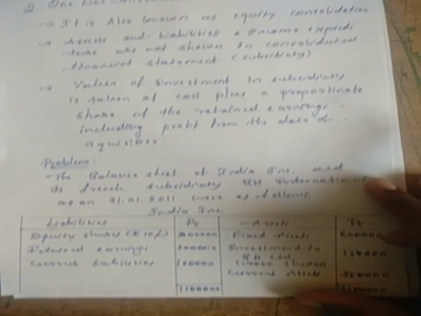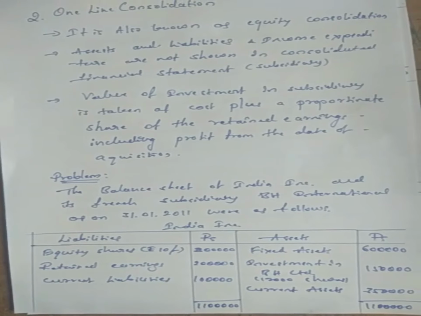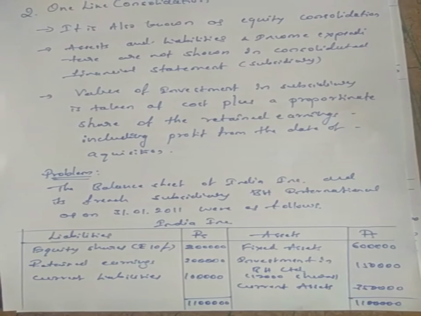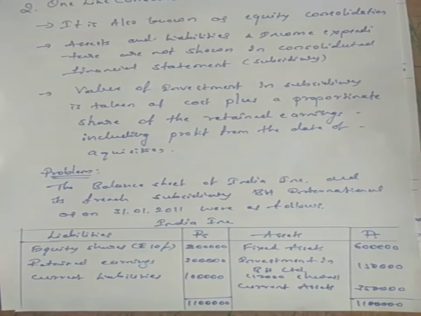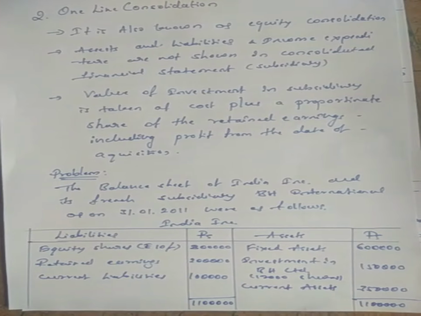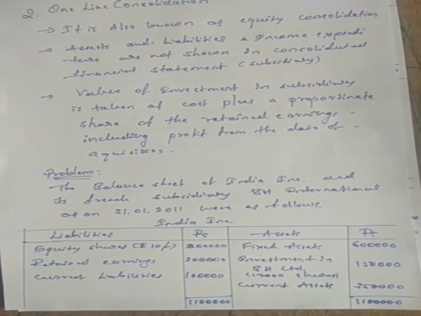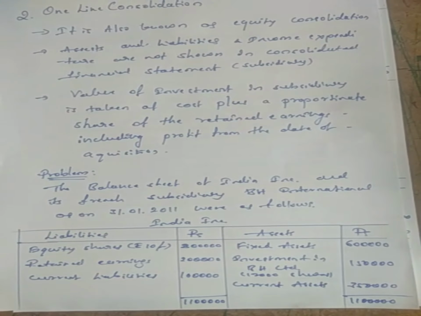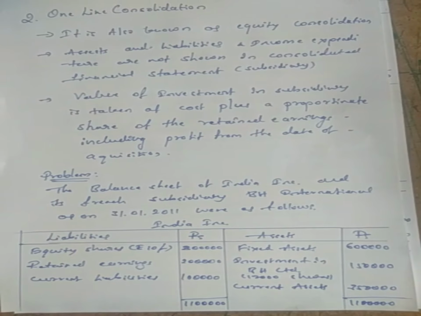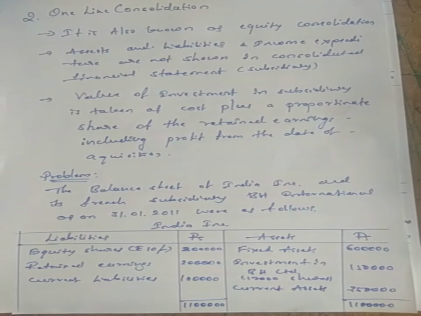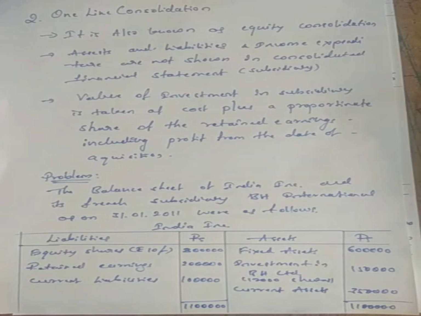Okay. The problem. The following balance sheets of India Inc. and its subsidiary, BH International, as on 31st January 2011 were as follows. India Inc. Limited: equity shares 8 lakh, retained earnings 2 lakh, current liabilities 1 lakh, fixed assets 6 lakh, investment in BH International Limited 1 lakh 50,000, that is 12,000 shares, current assets 3 lakh 50,000, total 11 lakh.